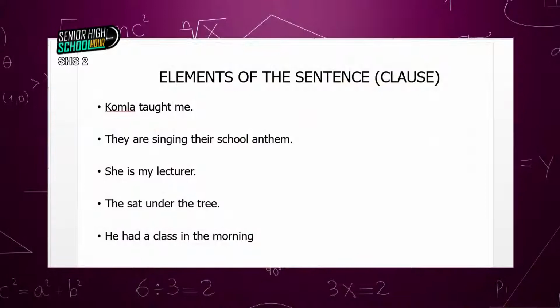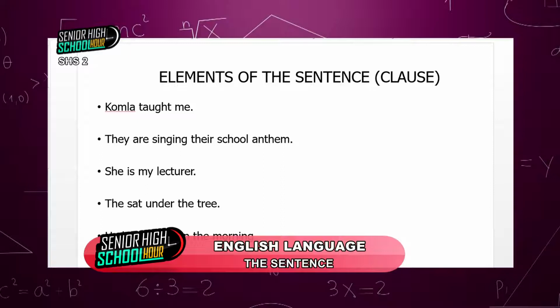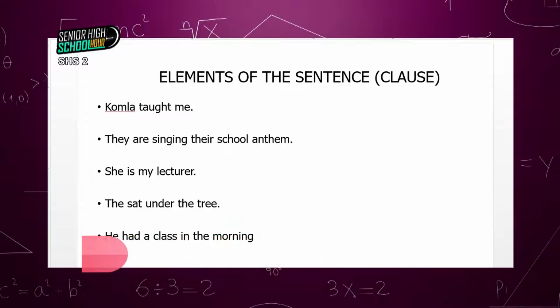We move on to other things concerning the sentence, because we are looking at the sentence. The sentence could also be analyzed again, and here we'll be looking at elements of the sentence. The sentence could also be referred to as a clause, because the sentence has a subject and a predicate. As we said the last time we met, a clause is a group of words that contains a subject and a predicate. We said that for a finite clause. So here a sentence could also be called a clause. The sentences that we are looking at here are simple sentences and they are all clauses. But we want to look at the elements of the sentence.